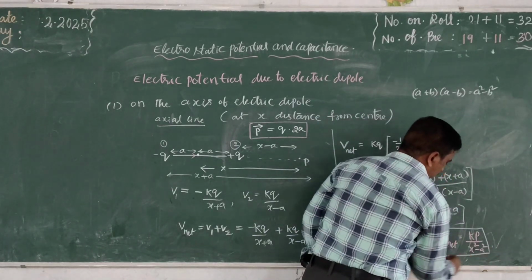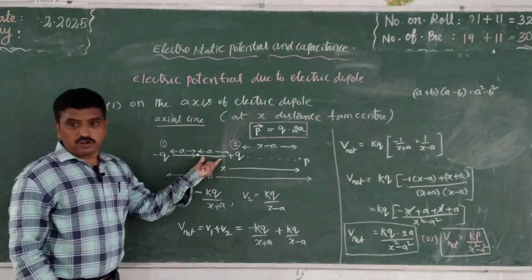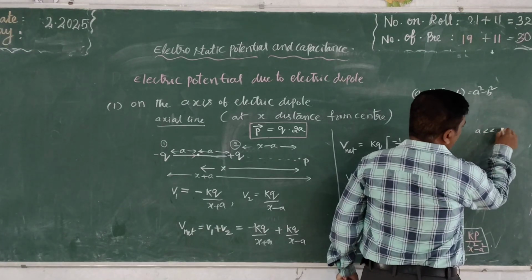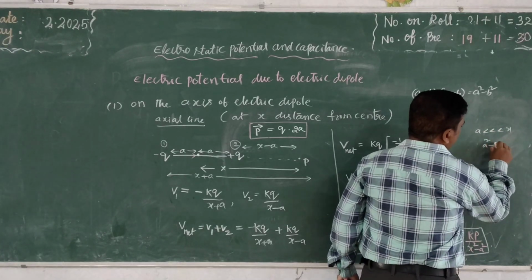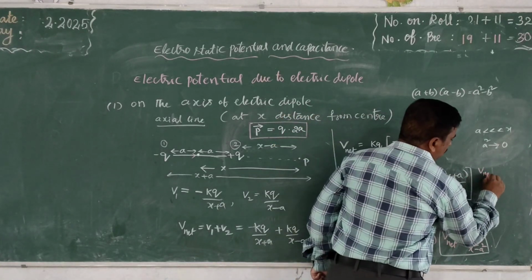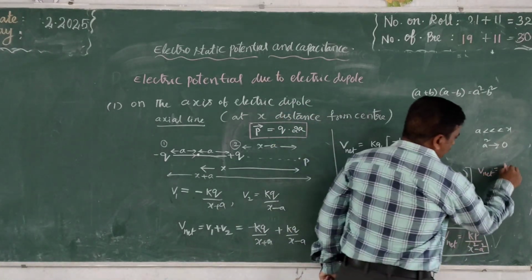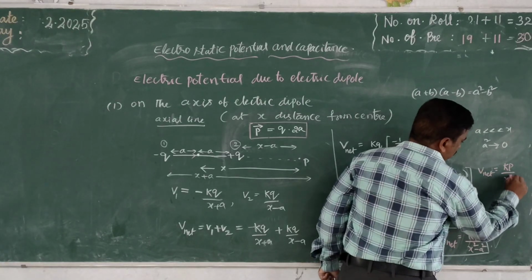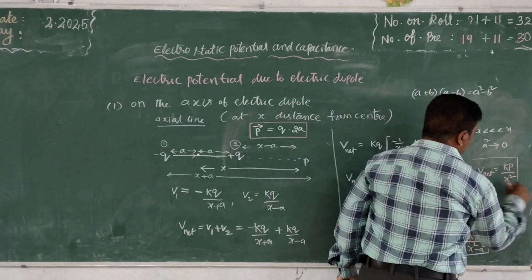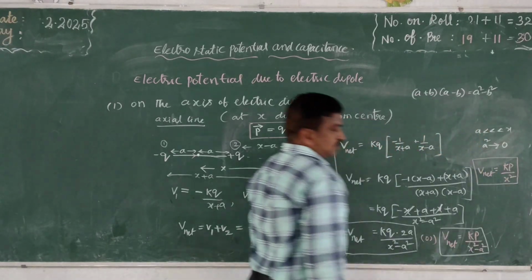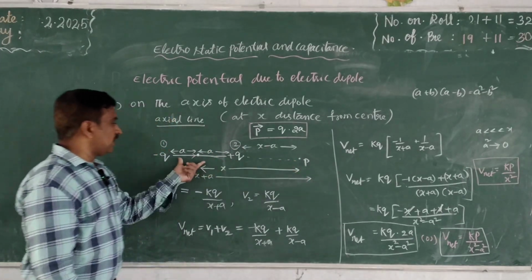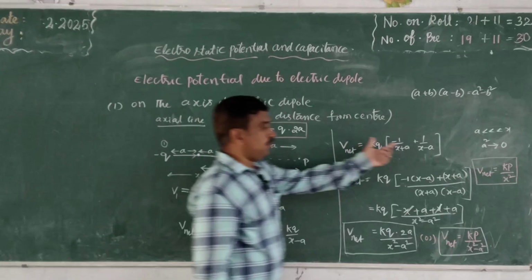Now this a is very small compared to the x distance. When a is much less than x, a square tends to 0. So V net equals kp by x square only. Why? Because a square is 0. This is the final equation we get after simplifying. The net potential at point P due to an electric dipole is kp by x square.